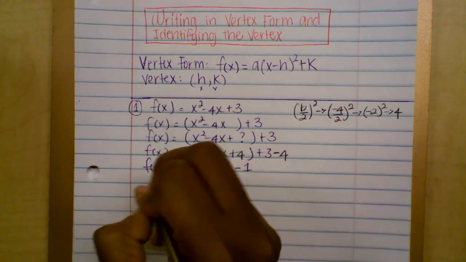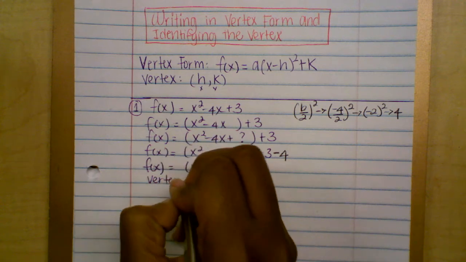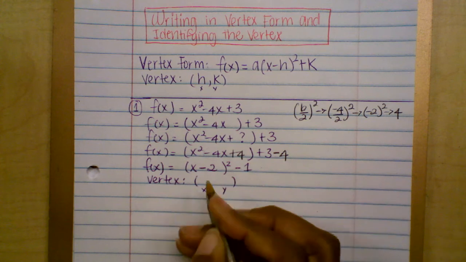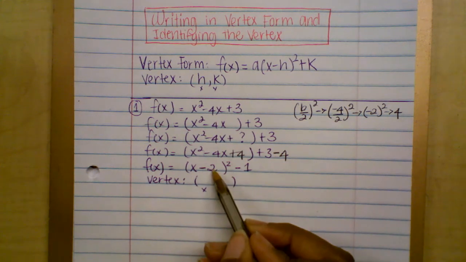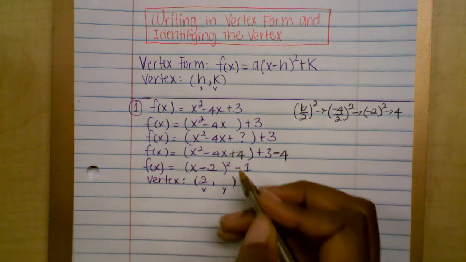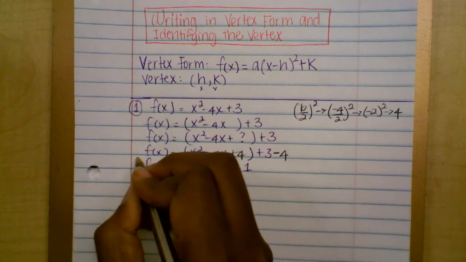And what is the vertex? So the x value of the vertex is always going to be the opposite of whatever number is inside the parentheses. So we see negative 2 is going to be a positive 2, comma, negative 1. And that's your final answer.